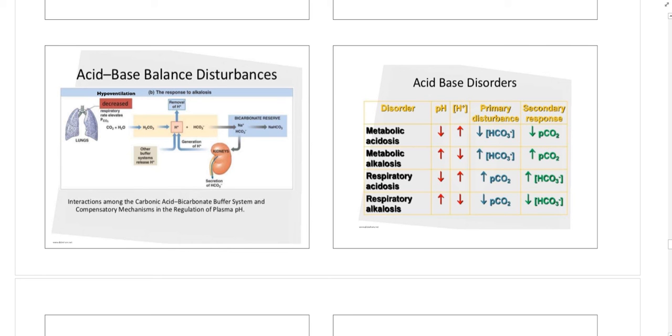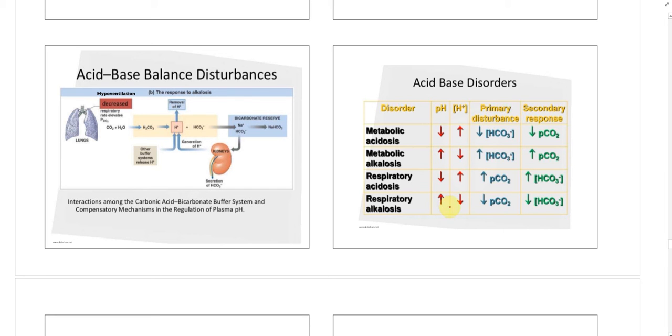With respiratory acidosis, we have a decrease in pH because there's an increase in hydrogen ions because we are not breathing well enough and retaining a whole bunch of CO2. That's the primary problem. We're going to respond to it by increasing our bicarbonate to pair up with the acids and get rid of them and put that Band-Aid on there and call it good.